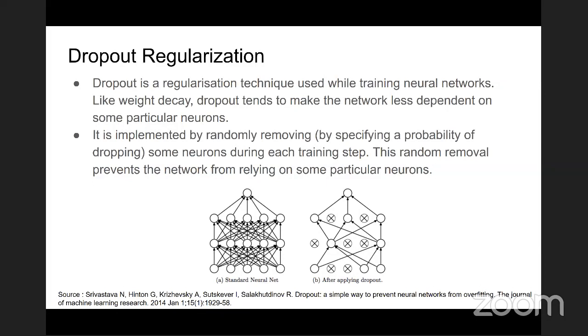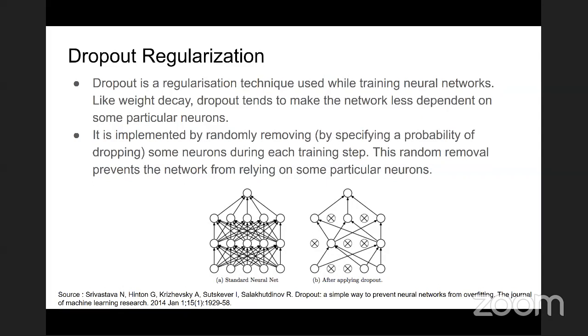And if you drop out input neurons themselves, then it tells the network to try to make a good decision even if some input dimensions are unreliable. Some dimensions are unreliable, some features are unreliable. So it basically tries to make them learn from noisy data.